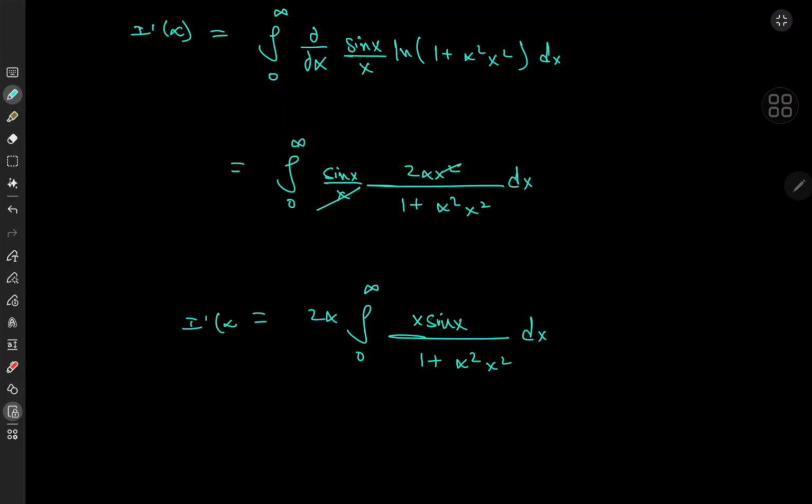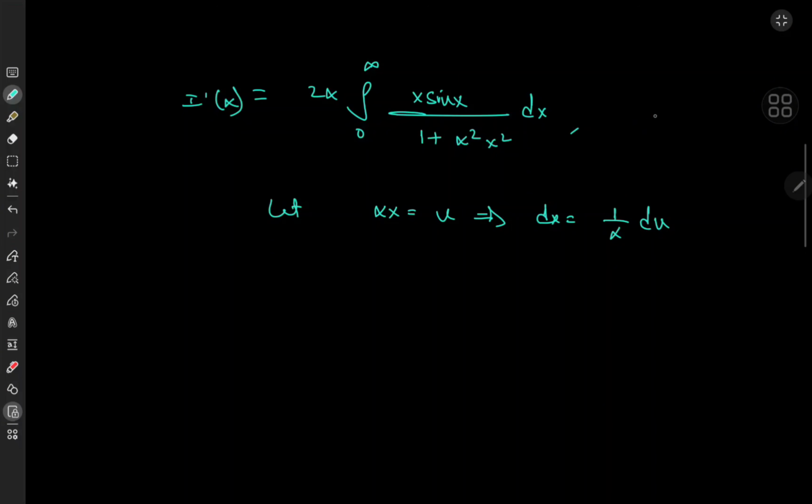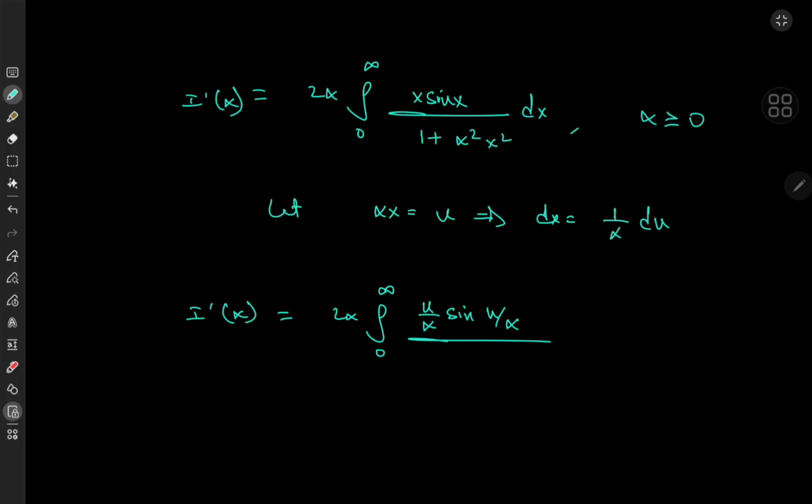That does indeed look dope, but we can do one better if we introduce a transformation. That is, I'd like alpha x here equal to u, which implies that dx is equal to 1 over alpha du. And of course, I'm taking alpha to be a non-negative parameter, so that means I prime of alpha sorts out to 2 alpha times the integral from 0 to infinity. And we have, what exactly? Oh yeah, x is u over alpha, and then we have sine of u over alpha, and then we have a 1 plus u squared term over there.